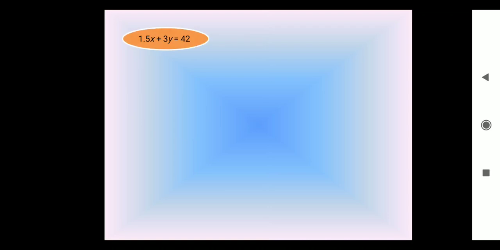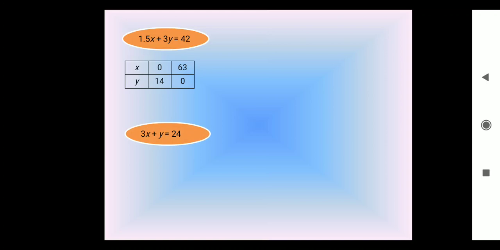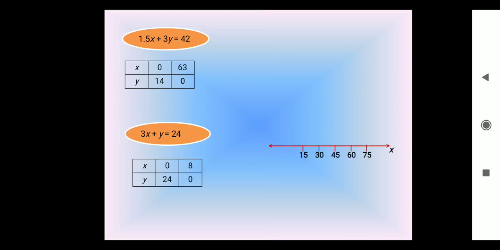Consider the first equality, that is 1.5x plus 3y equal to 42. Finding the x and y values, the first point is 0 comma 14. Second point is 28 comma 0. Consider the second equality, 3x plus y equal to 24. Therefore the third point is 0 comma 24. Fourth point is 8 comma 0. Consider the graph. First point is 0 comma 14. Second point is 28 comma 0.